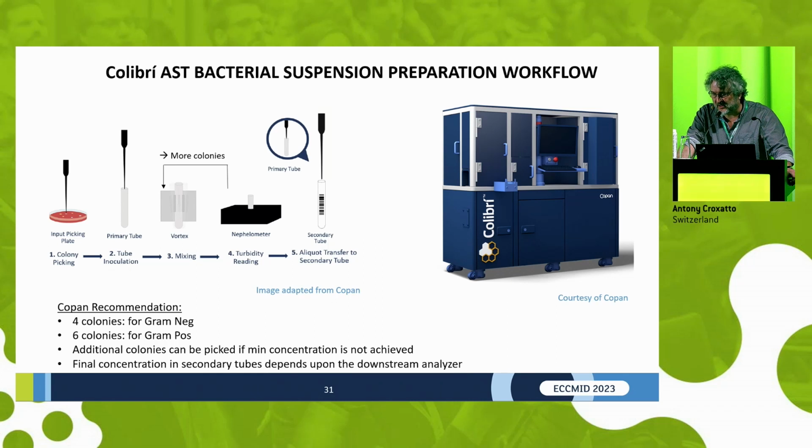Now moving to the AST bacterial suspension preparation by the Colibri. The Colibri can pick colonies and prepare bacterial suspension, and the target is a McFarland of 0.45 to 0.55. It can be done by picking colonies, adding more colonies, or diluting if necessary. And the Koppen recommendation is 4 colonies for gram-negative and 6 colonies for gram-positive to achieve the right McFarland solution.